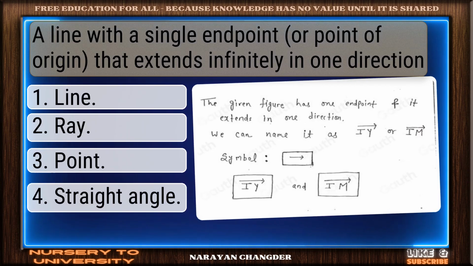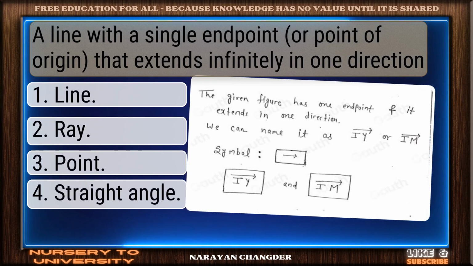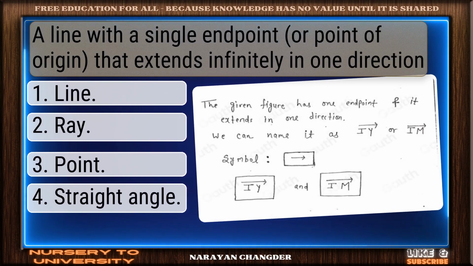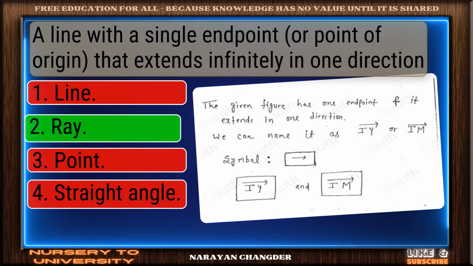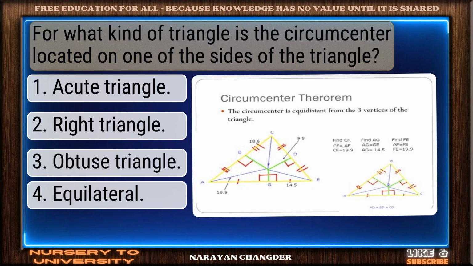Question number 20. A line with a single endpoint that extends infinitely in one direction. Well picked. Ray is the correct answer.